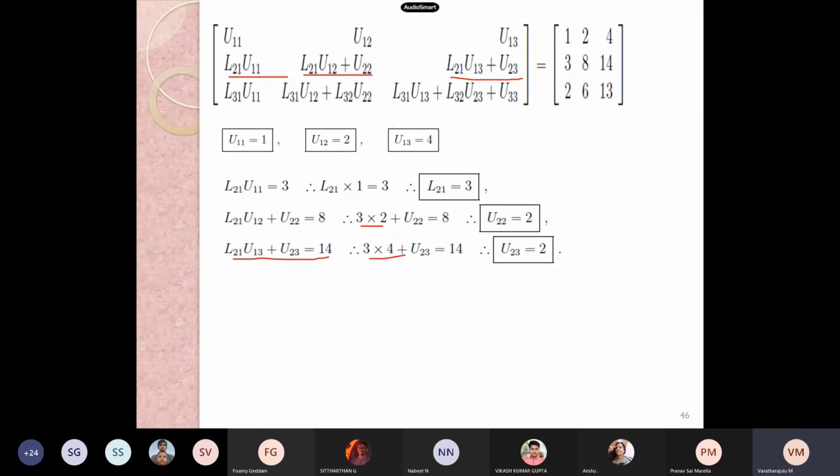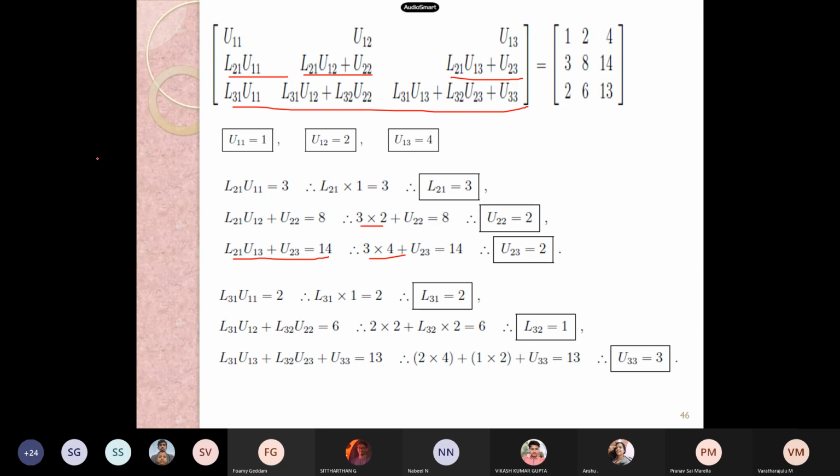Now we are concerned about the third row. We already completed equating the second row terms. Now we can equate the third row terms, that is L31 into U11 is equal to 2, and U11 is 1, so that L31 is equal to 2.